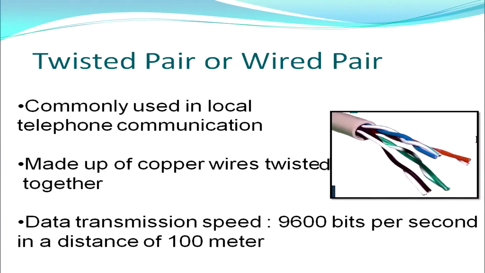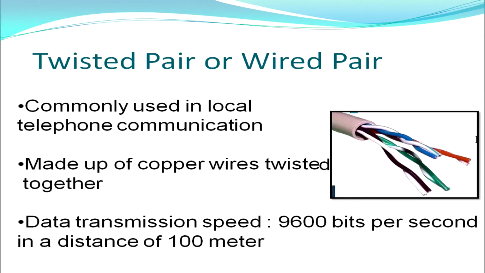So, let us start with the first one, the twisted pair or wired pair. A very commonly used, cheap, inexpensive but less efficient communication medium is the twisted pair. It is generally used in local telephone communication. There are two or more copper wires twisted together. The data transmission speed is quite low and there is also a problem of noise in this type of communication medium. So, they cannot be used for very large distances or very complex networks.